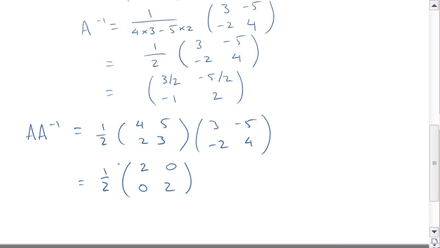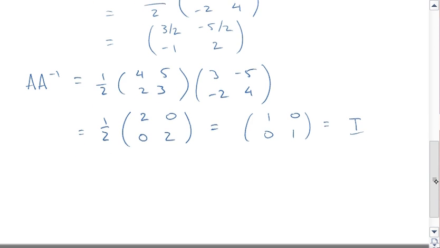Alright, so now we can multiply by the scalar, and this gives us exactly what we'd hoped. 2 times 1/2 is 1, 0 times 1/2 is 0, 0 times 1/2 is 0, and 2 times 1/2 is 1. Now remember, this is a special matrix. It's called the identity matrix. So A times A inverse is actually the identity matrix.